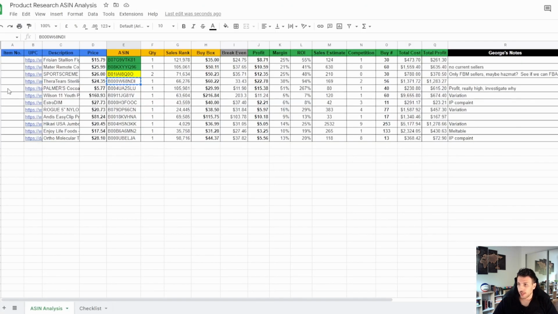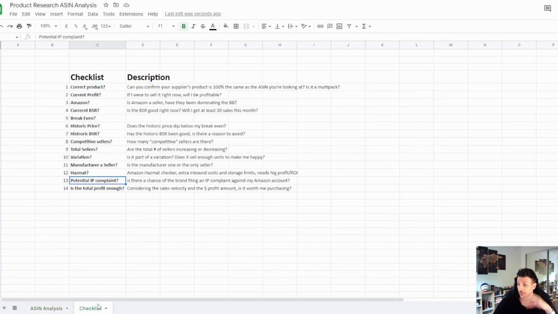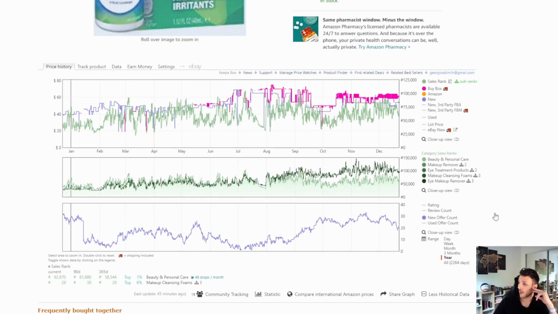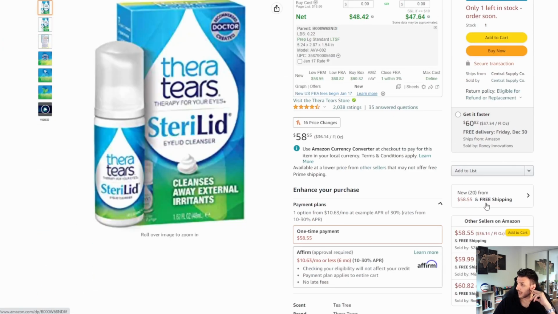Okay, so it's $24.35, $22 worth of profit. That's a lot of profit, 94% ROI. Let's look at some of these details on the checklist. So is there profit? Definitely. Is Amazon a seller? They haven't been a seller in the last year.